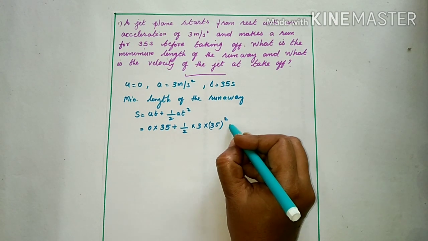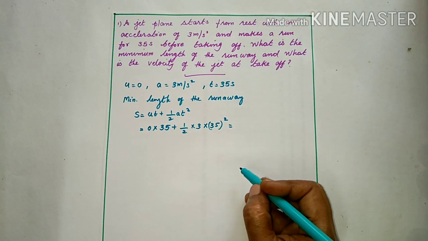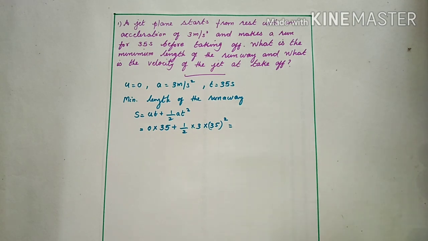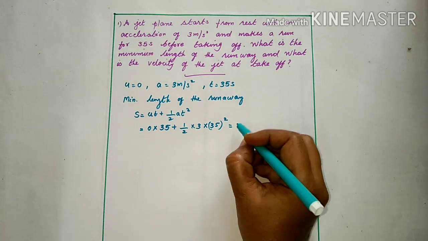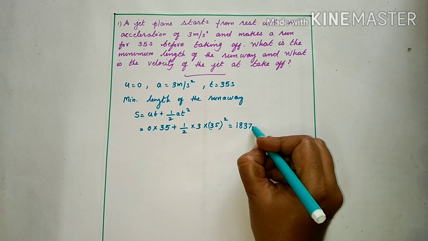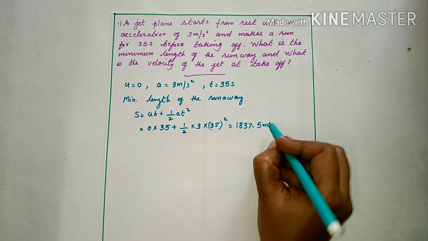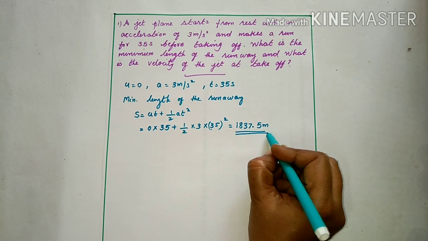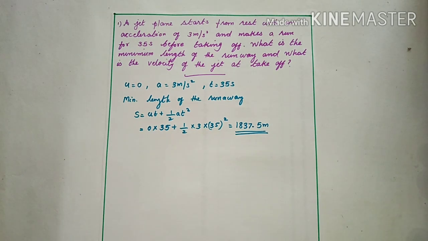When you calculate this, you will get the answer 1837.5 meter. So this is the minimum length of the runway.